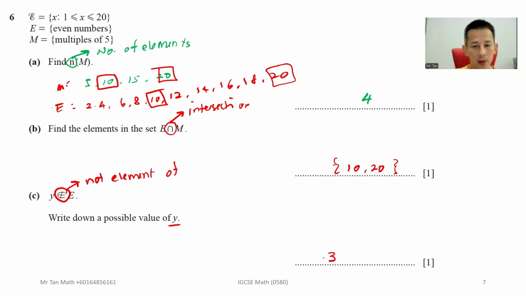I just put here 3. You can give other numbers. Maybe, so it's odd number between 1 to 20. Okay. So your Y is odd number between 1 to 20. Y is odd between 1 to 20.